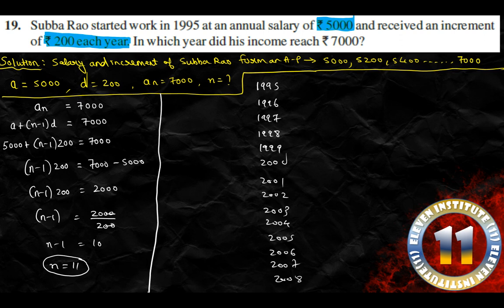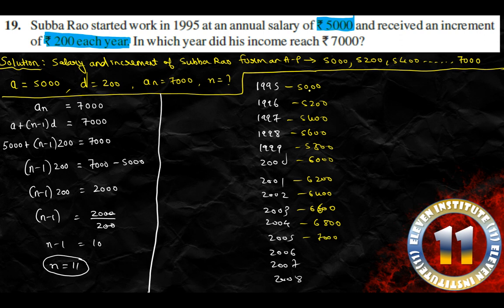Now what was the salary in 1995? The salary was 5,000. Then 5,200, 5,400, 5,600, 5,800, 6,000, 6,200, 6,400, 6,600, then 6,800, and then 7,000. You can see there is an increment of 200, 400, 600, 800, 1000, 200, 400, 600, 800, 1000. So his salary will become 7,000 in 2005.